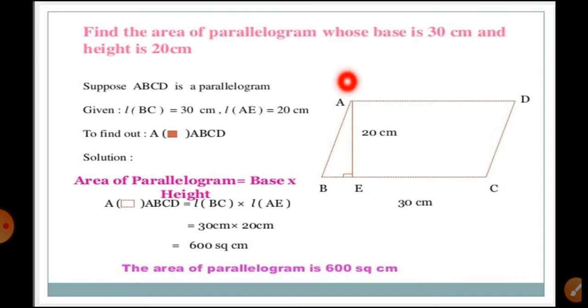How can we find the area of ABCD? That means area of the parallelogram. We know the formula. Area of the parallelogram is equal to base into height. That means area of the parallelogram ABCD is base into height. Base is 30, height is 20. So answer becomes area of the parallelogram is 600 square centimeter.